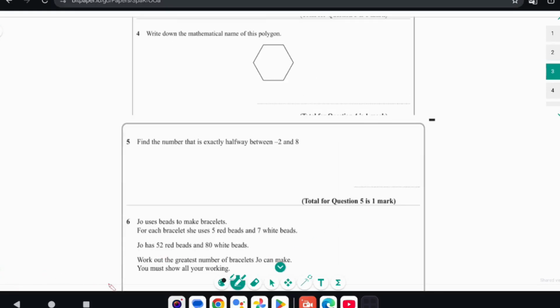Write down the mathematical name for this polygon. Let's just count how many sides it's got. 6 sides is a hexagon.